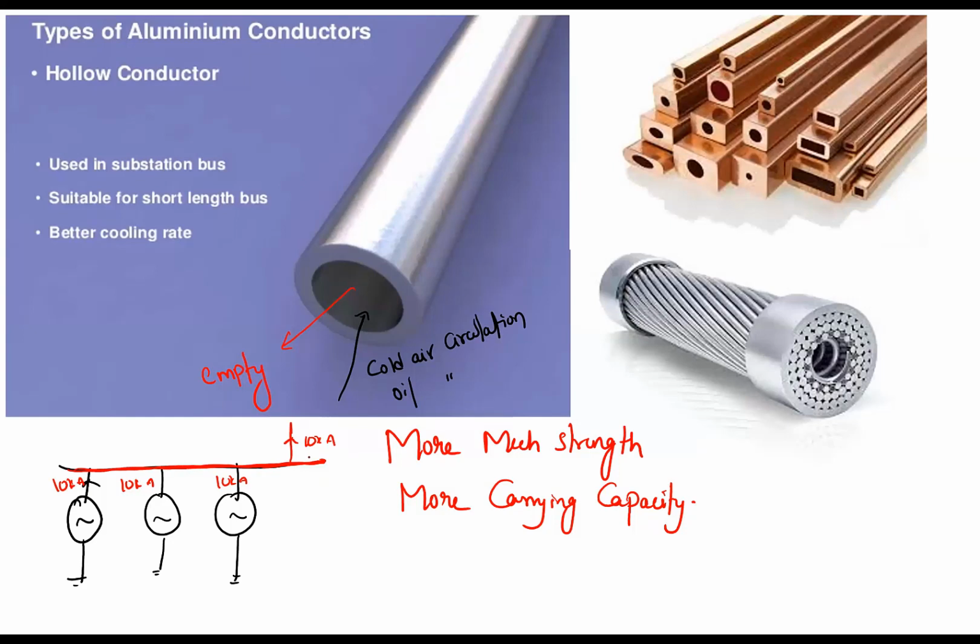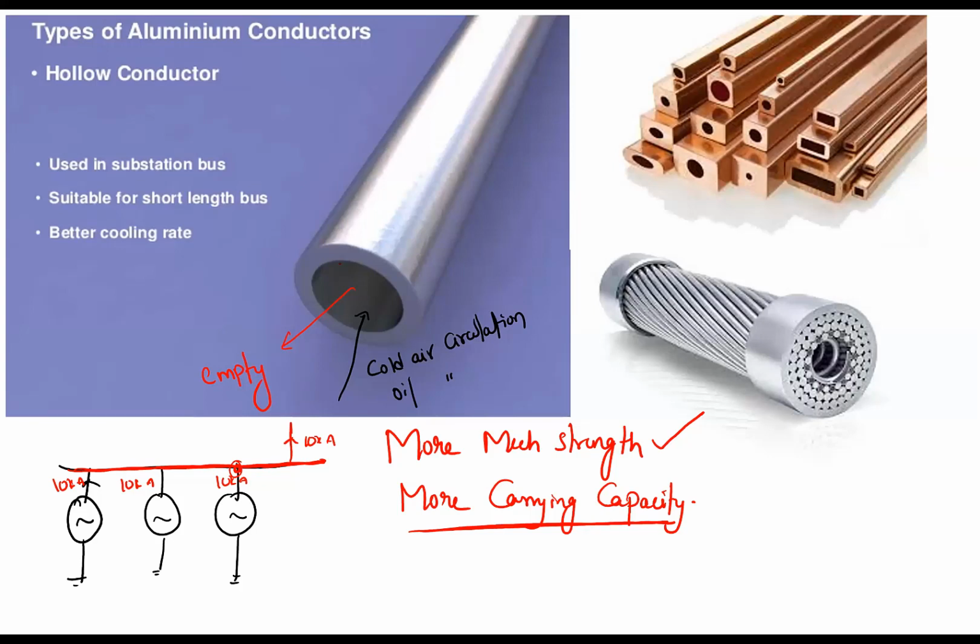And why do you require more mechanical strength? Because you are directly connecting the terminals of the alternator to this bus bar. That means you are bolting the terminals of the alternator to the bus bar. So this conductor should have more mechanical strength so that the bolting of the alternator terminal happens, and it should be able to carry very high currents. When it is handling very high current, there should be some provision to cool the conducting material, which is possible in hollow conductors.